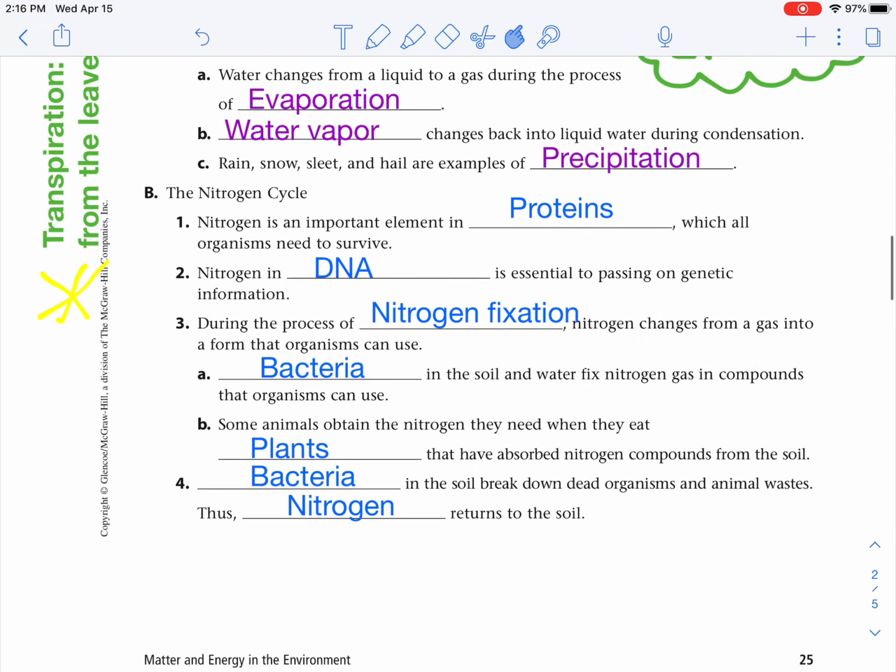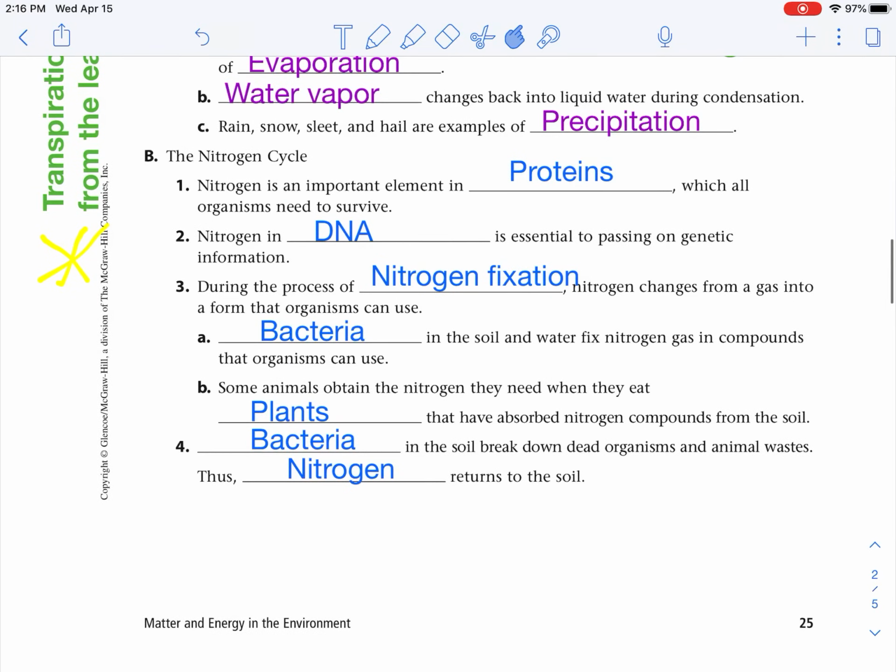The second cycle is the nitrogen cycle. Nitrogen is an important element in proteins, which all organisms need to survive. All organisms need this element, naturally occurring in nature, off the periodic table, N. All living things need it to survive. Nitrogen in DNA is essential to passing on genetic information.